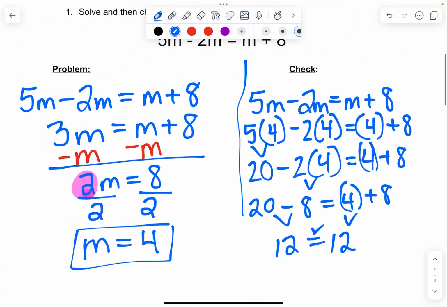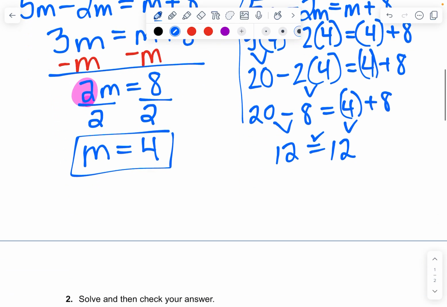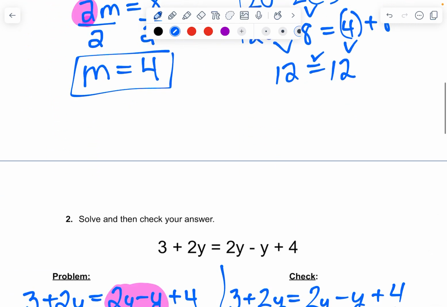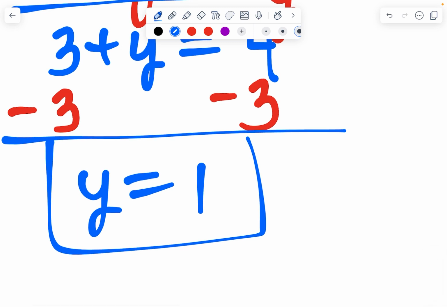So again, the main ideas of today is you are no longer going to expand. Instead, you're going to combine your like terms. And then when you get to the very bottom, you're going to divide. Now you're going to notice I could divide here by 2. Notice on this problem, there was nothing to divide because there's a 1 in front of the y. So if I divide by 1, that doesn't change my answer. So I technically don't need to do that. If you have any questions, let me know.